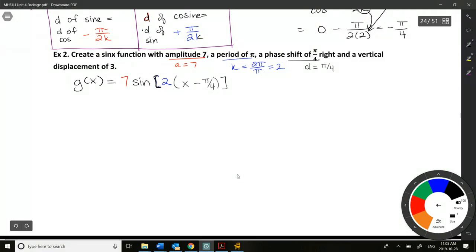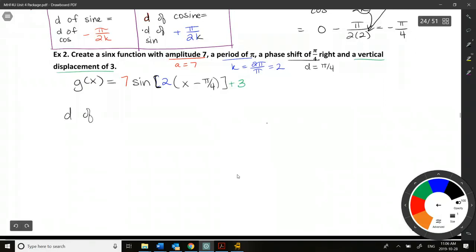And last thing, vertical displacement of 3. That would be plus 3 at the end. Plus 3. Awesome. Okay, if I wanted to create a cosine function from this, I know that the D value of cosine will be further to the right from this pi over 4 here.